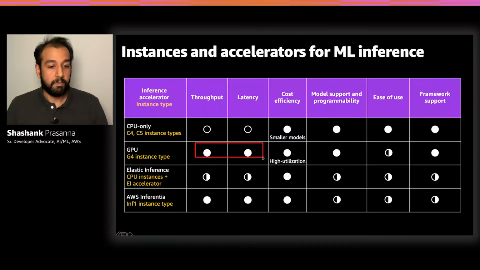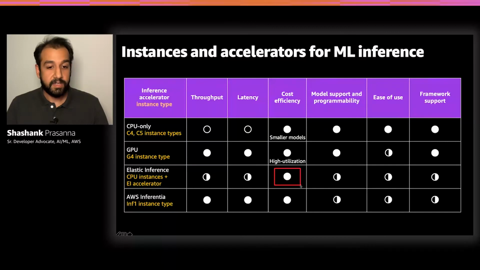GPUs are really performant when it comes to some of the best performance for throughput and latency, and can be very cost effective if you can keep it fully utilized, like in offline batch processing, or if you're able to get continuous inference requests to keep the GPU utilized. And a big strength of it is that it's programmable, unlike some of the other options, just like CPUs.